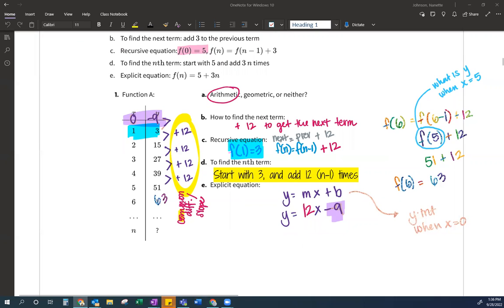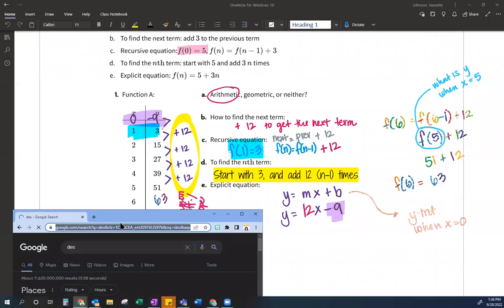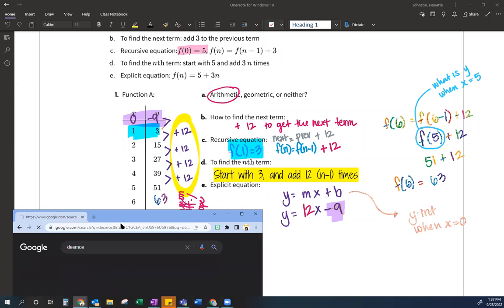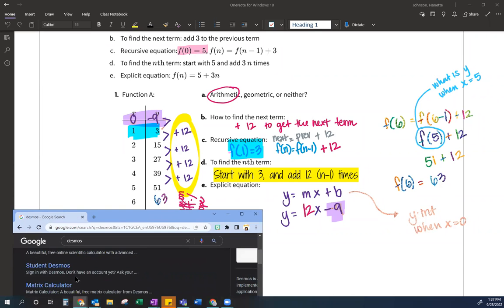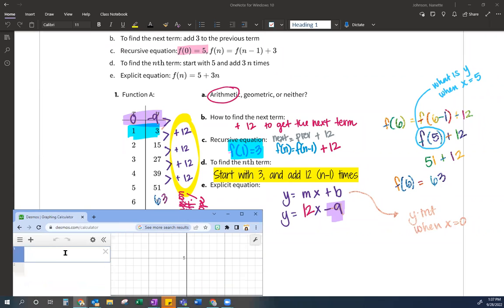So again, my friend is Desmos always. So Desmos, oops, that's not Desmos. Try again. Oh man, I apparently don't remember this. Okay, go here. Sorry, I'm just trying to use this bottom screen here. Okay, so I'm going to plug in my 4 and I hope that I'm going to get my 39 out. So I go 12 times 4 minus 9. Yes! Yay! Look at me, I got 39.